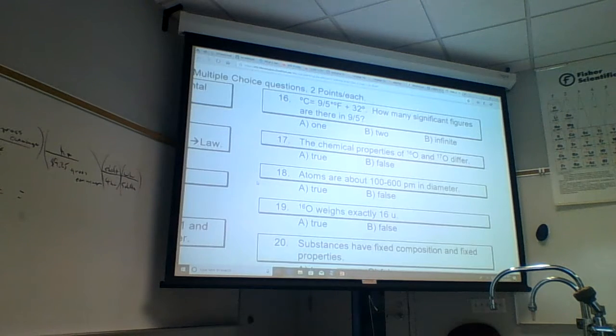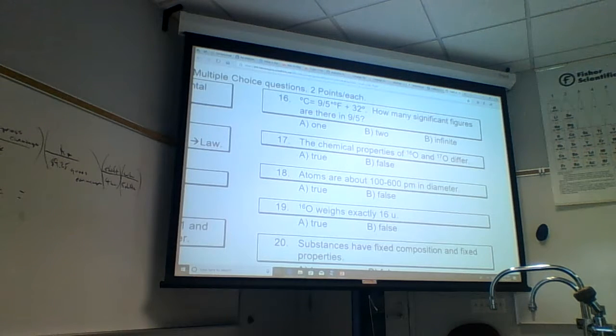17. True or false? False. The chemical properties are the same. So this is false.